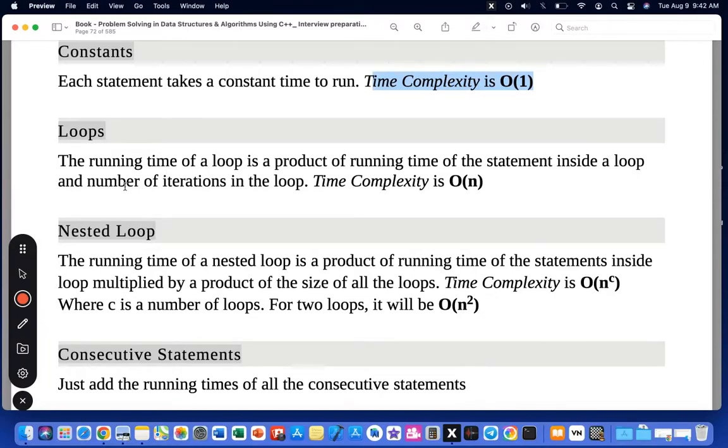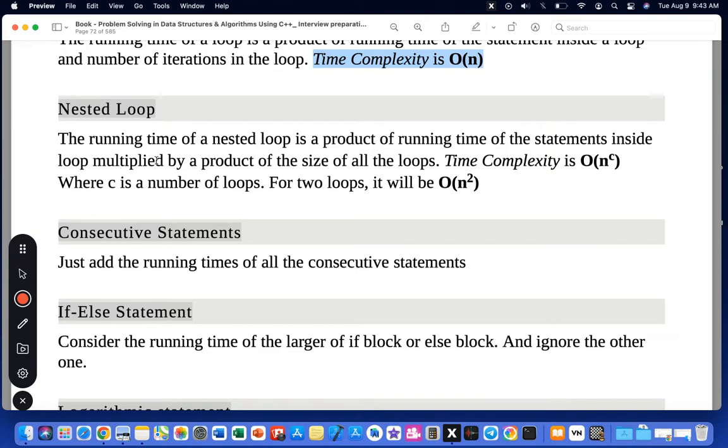all right? And the number of iterations in the loop. Time complexity is linear, a function of n. Nested loops, a loop inside a loop, all right? The running time of a nested loop is the product of the running time of the statement inside the loop multiplied by the product of the size of all loops. So the time complexity is n to the power of c, where c is the number of loops. For 2 loops, it's n to the power of 2. All right? So this is quadratic.